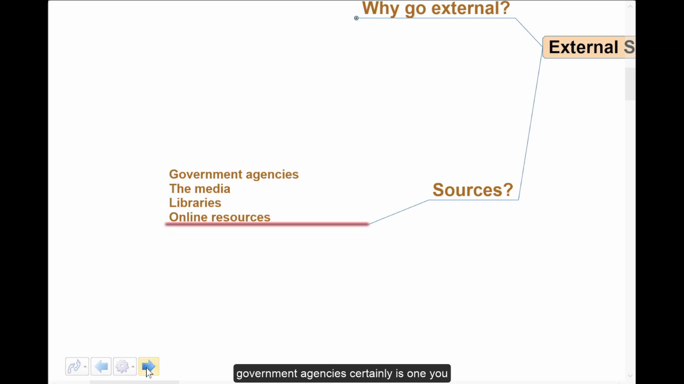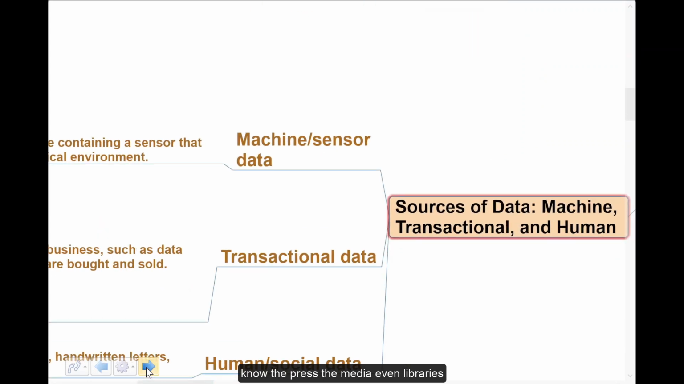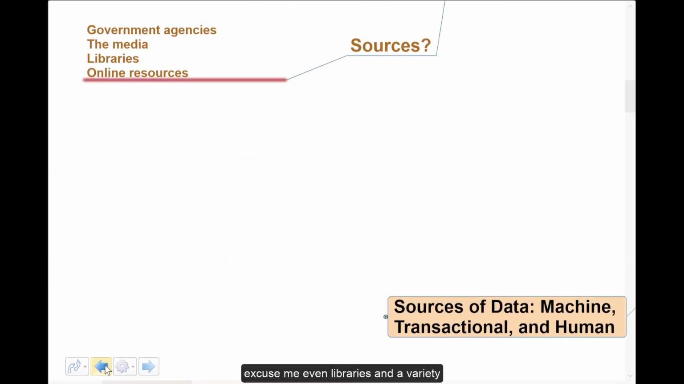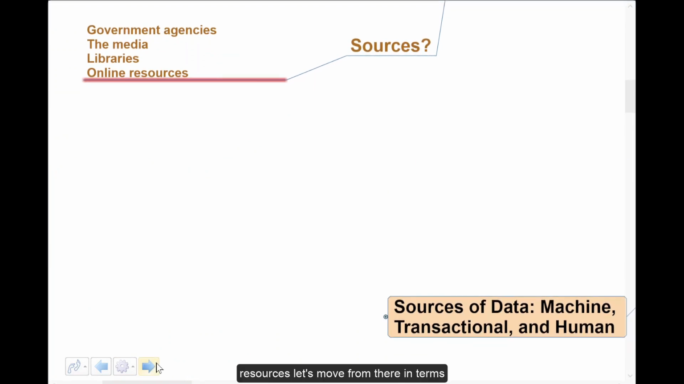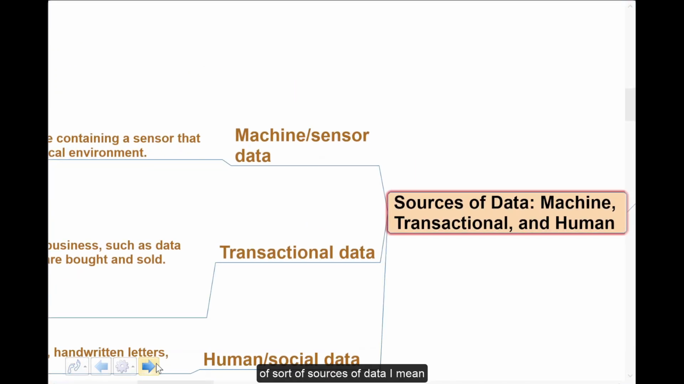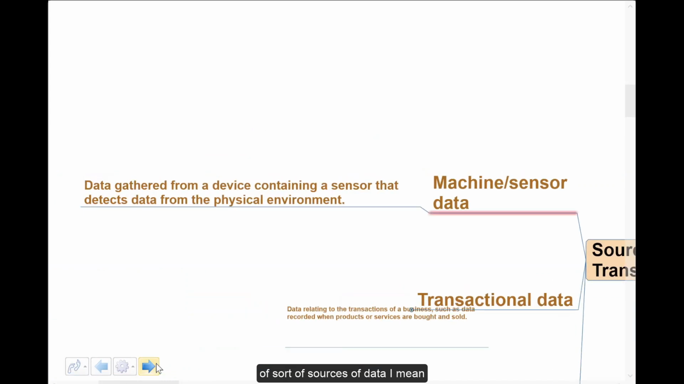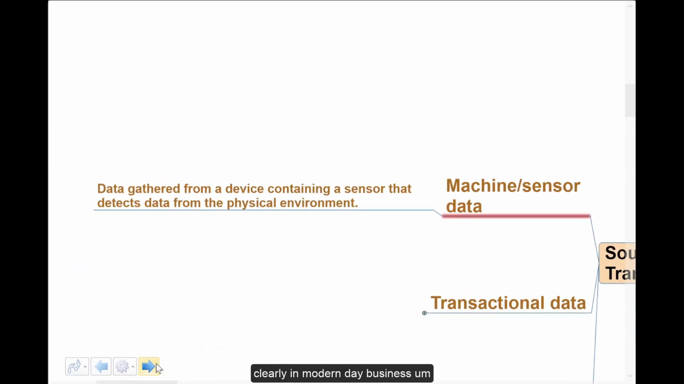Government agencies certainly is one. The press, the media, even libraries, and a variety of other online resources. Let's move from there in terms of sources of data. Clearly, in modern day business, machine or sensor data is all around us. A simple example might be a supermarket or possibly a card key for employees to access or leave a business. Really, we're talking about data gathered from some sort of device.